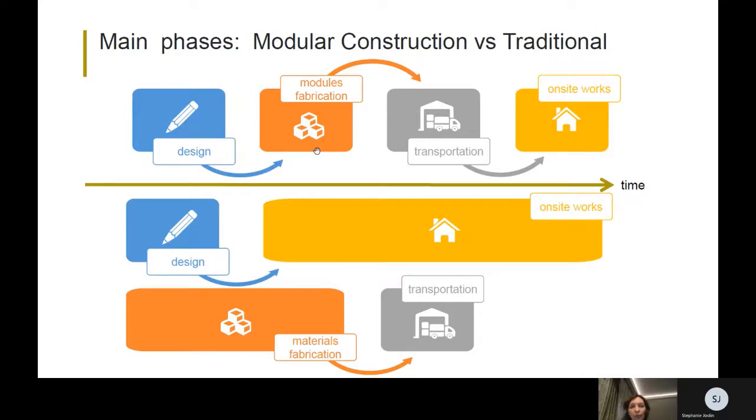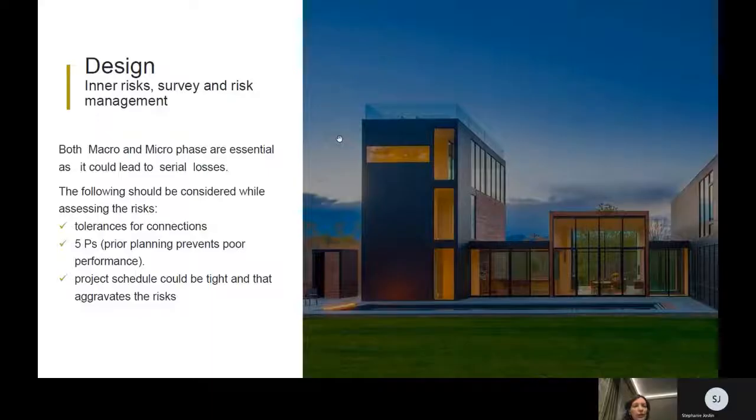We shall cover all these stages, and we shall speak about the risks for all of these stages, and Mamoon will in detail tell us about the risk assessment on each of these stages. So the first stage is the design stage, and here the following is very important. As we use modular construction, we need more time for design, and the design should be more detailed. So both macro and micro phase are essential, and even a small mistake or small defect could lead to severe losses, and we will see this even in some claims examples. So the following should be considered while assessing the risks.